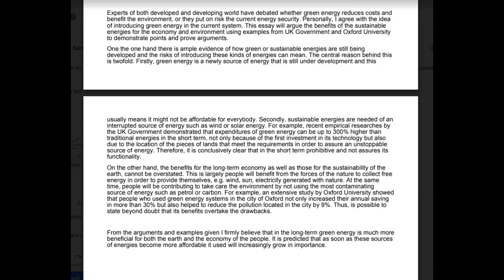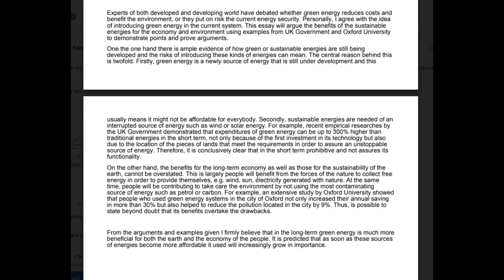Okay, so let's take a look at your next paragraph. "On the other hand, the benefits for the long-term economy as well as those for the sustainability of the earth cannot be overstated." You didn't need a comma there. "This is largely because, you're missing a word, people will benefit from the forces of nature, get rid of the, to collect free energy in order to provide themselves." Just write the word out, please.